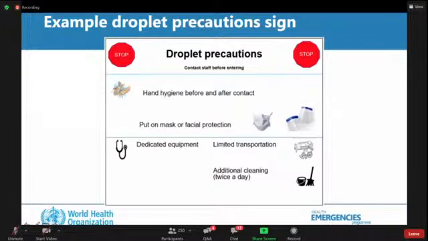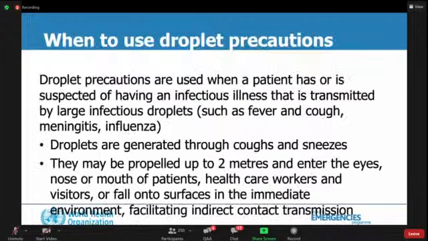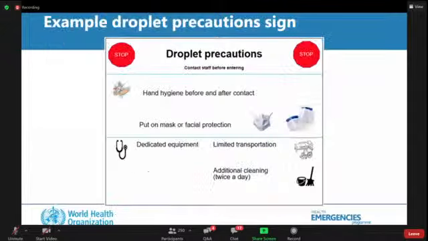Thank you. So for COVID-19, as I said previously, these are the two types of precaution that we need to implement. Before taking care of a patient, we need to make sure that we have our contact precaution as well as our droplet precaution.